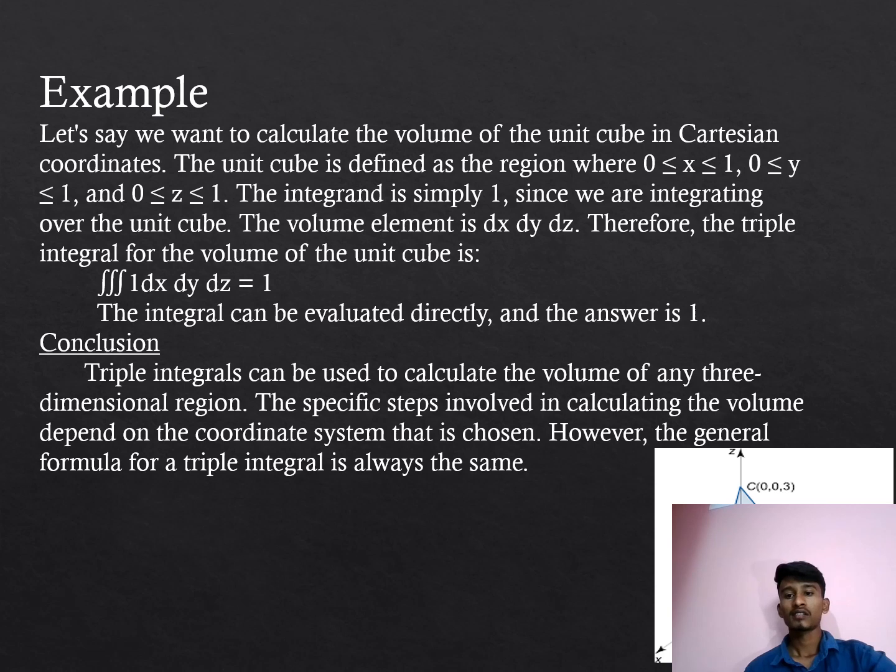Consider the unit cube, where 0 less than or equal to x less than or equal to 1, 0 less than or equal to y less than or equal to 1, and 0 less than or equal to z less than or equal to 1. The integrand is simply 1 since we are integrating over the unit cube. The volume element is dx dy dz. Therefore, the triple integral for the volume of the unit cube is triple integration of 1 dx dy dz equals 1. The integral can be evaluated directly, and the answer is 1.